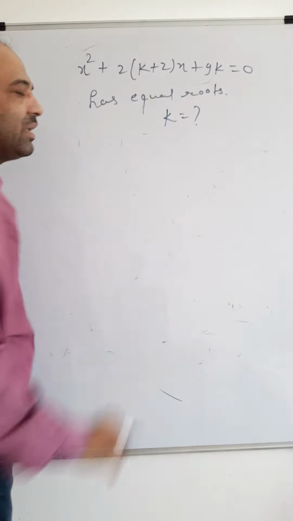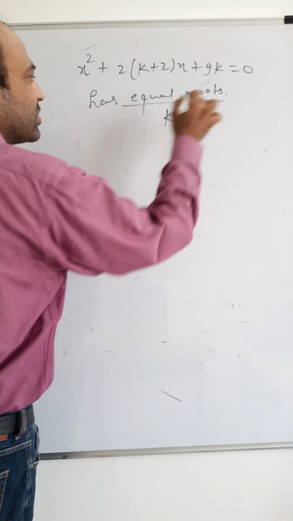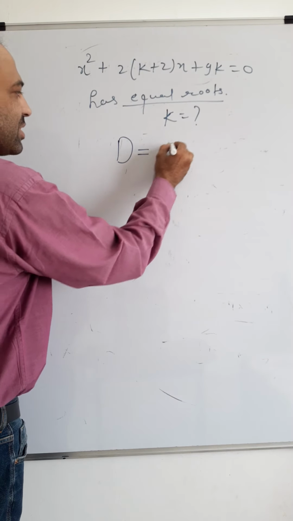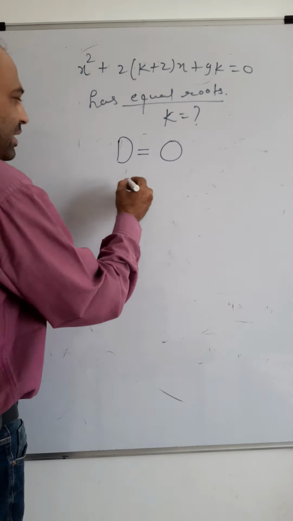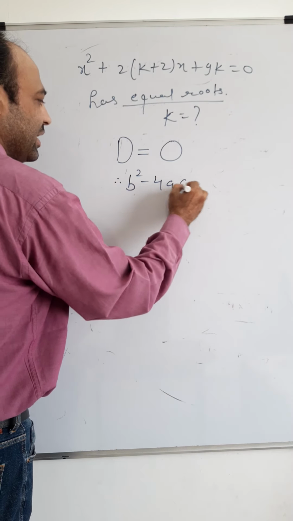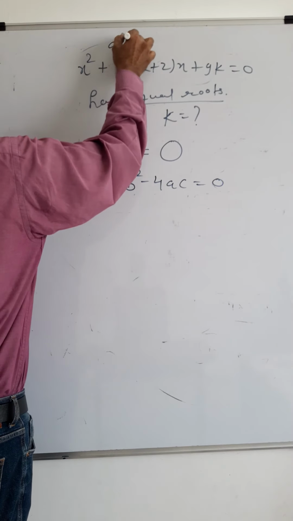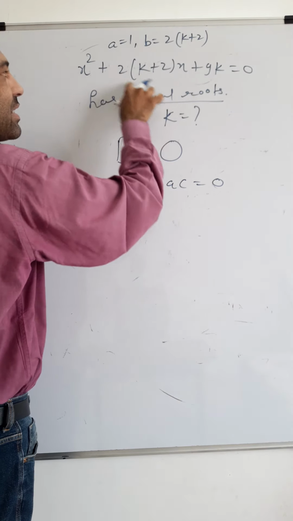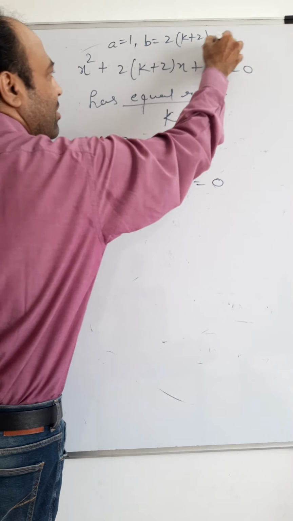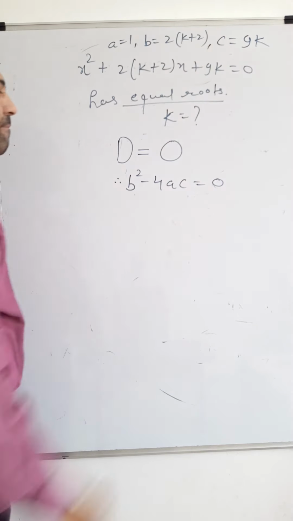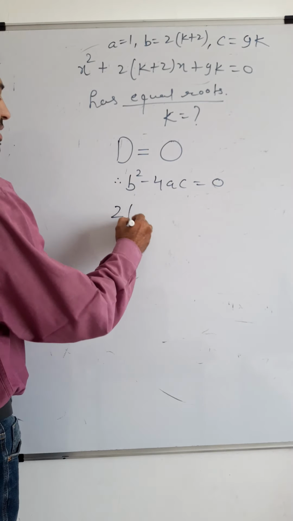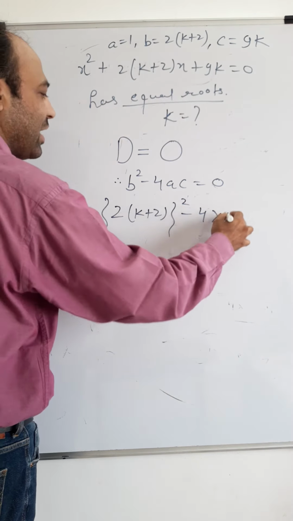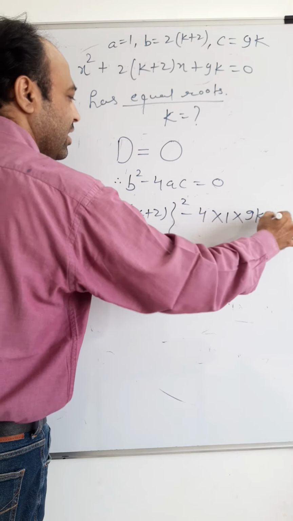This is one quadratic equation and the question says it has equal roots. Then find the value of k. So when we have a quadratic equation with equal roots, D equals 0. That means b square minus 4ac equals 0. Here a is 1, b is 2 times (k plus 2), the coefficient of x. This entire value is b. And c is 9k. Now we'll substitute: b square, this whole square, 4a where a is 1, and c is 9k, equals 0.